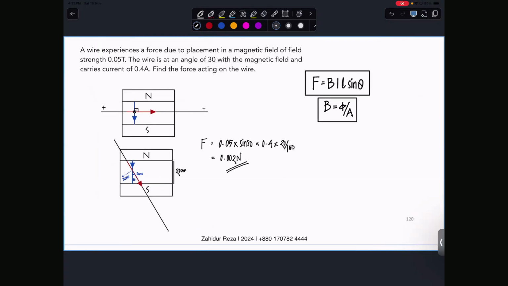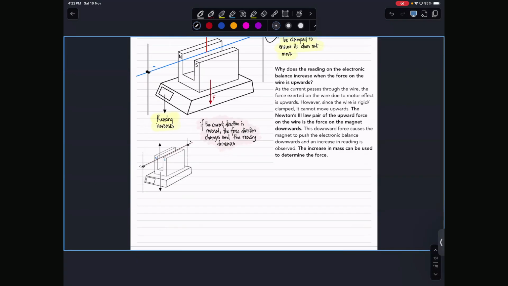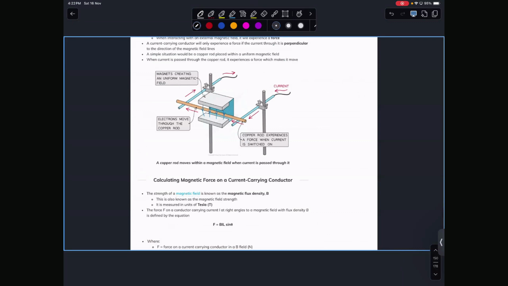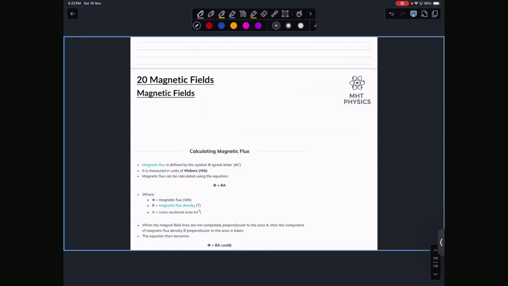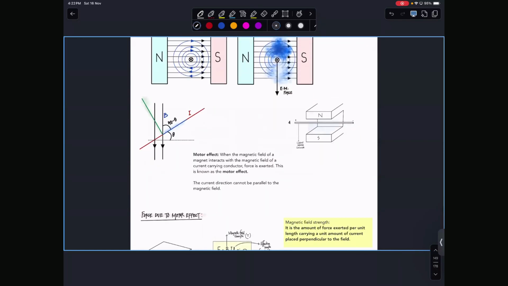Right, so that's the topic. This is the interaction of magnetic field and your current conductor. It's also known as a motor effect, right? So we have done this last class. If you have any questions, you can let me know.